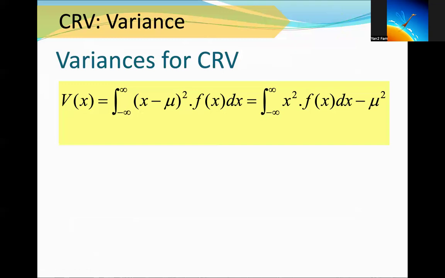Okay, next we touched on variance. Variance is x to the power of 2 times the formula, minus the mean. So first, you can find the mean, and then you use that value with x to the power of 2. Or you can use x minus the mean, to the power of 2, times the equation.